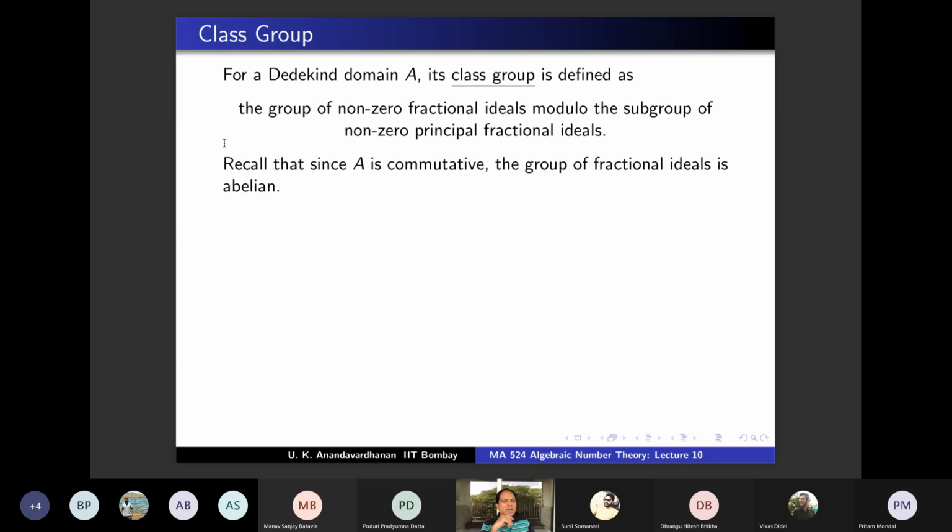Now, do you remember the theorem? The theorem is about the class group. Take a guess or say something randomly. Doesn't matter.